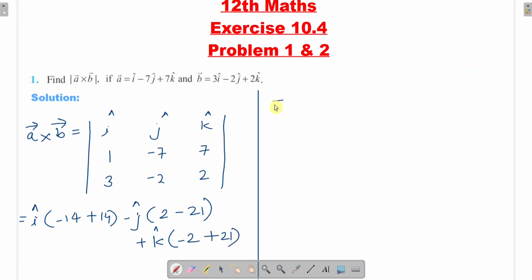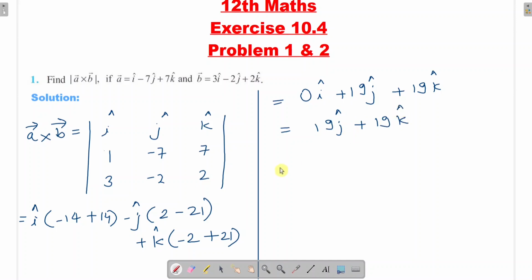Okay. So what you will get here is 0 i cap, then you will get minus 19 j cap and then plus 19 k cap, right? Here it is minus of minus 19, so plus 19. So this will be equal to 19 j cap plus 19 k cap.